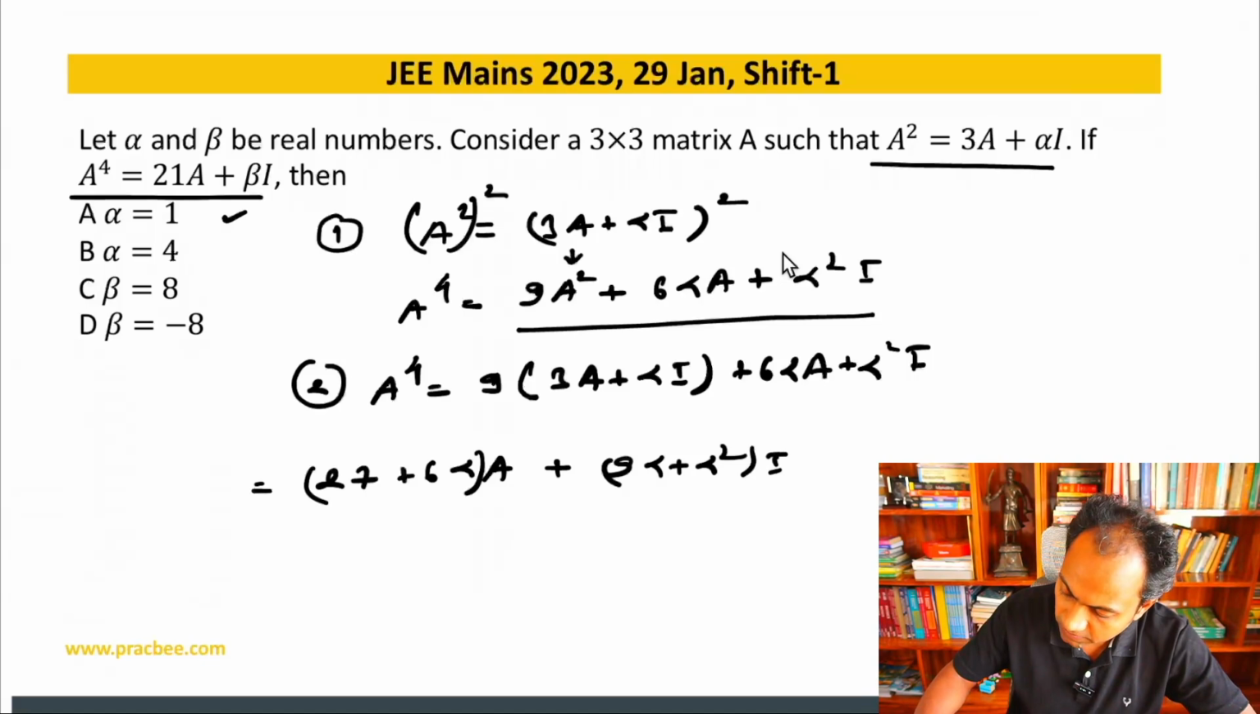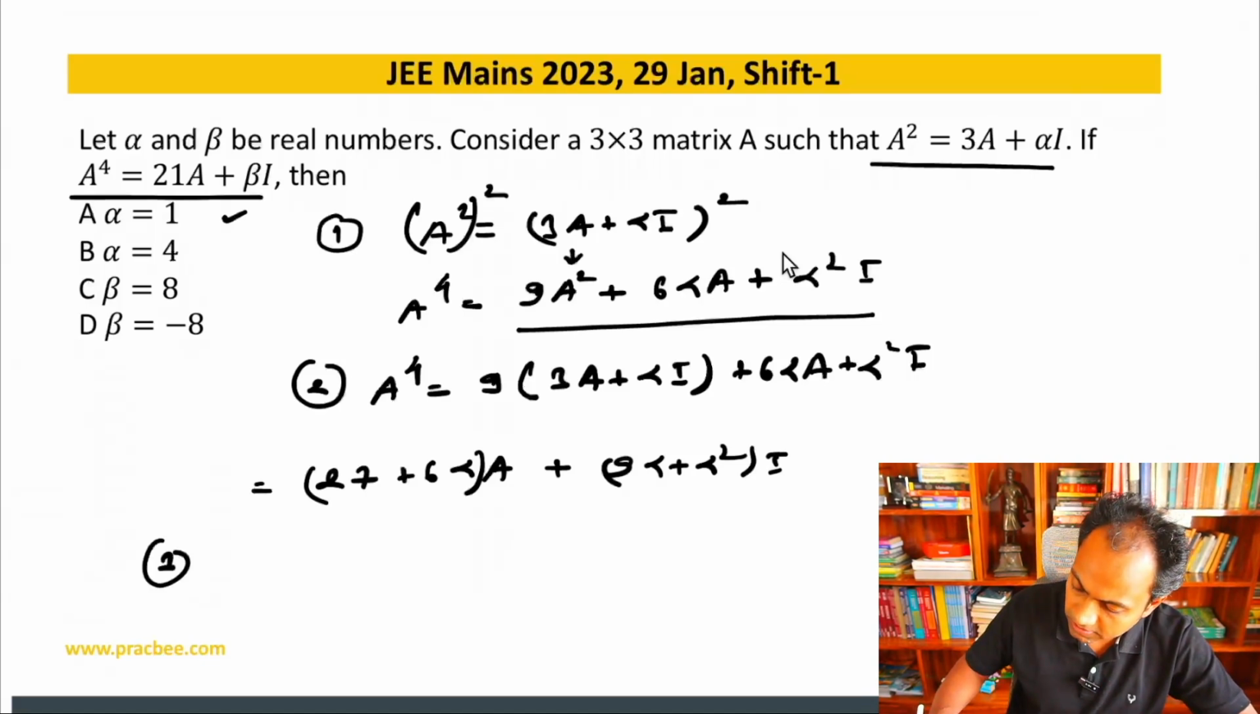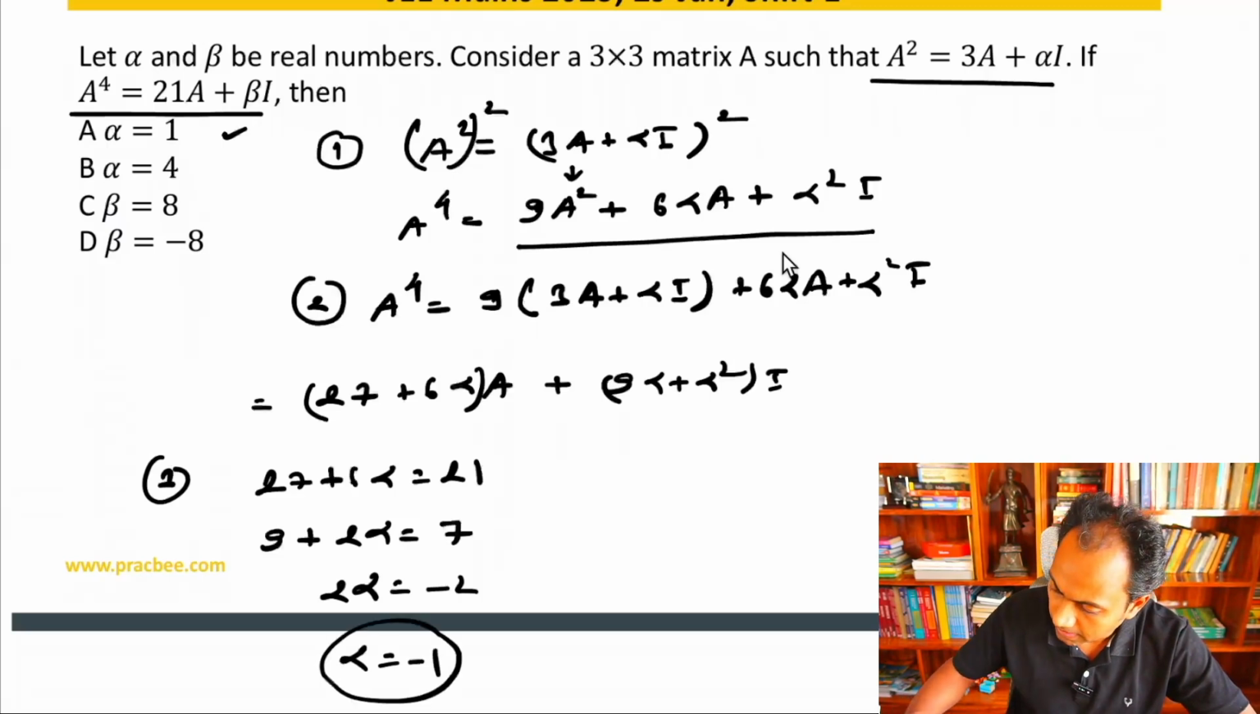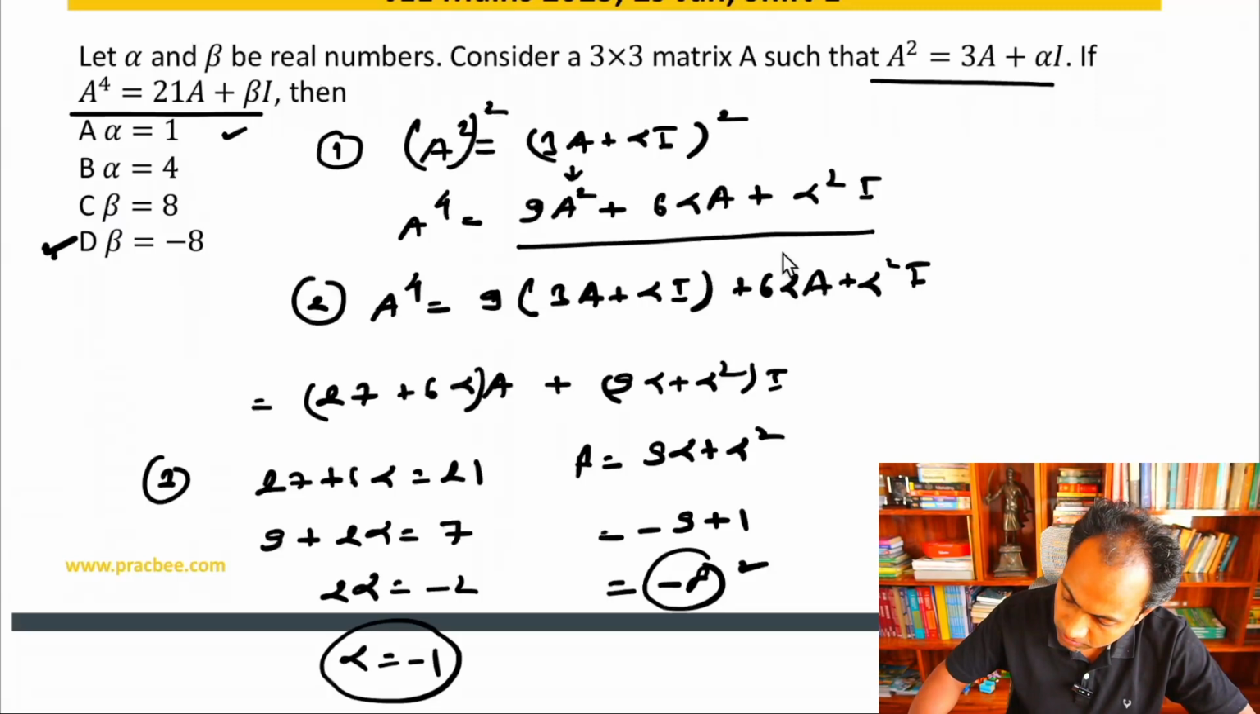Now if I compare it with what is given to us, in the third step I can write 27 plus 6 alpha is equal to 21. We can cancel 3, so this will become 9, this will become 2 alpha, and this will become 7. So we can see that twice alpha is equal to -2, so alpha becomes -1, and the value corresponding to that for beta would be nothing but 9 alpha plus alpha square. So this becomes 9 alpha plus 1, which comes out to be -8. So we can see that option D matches.